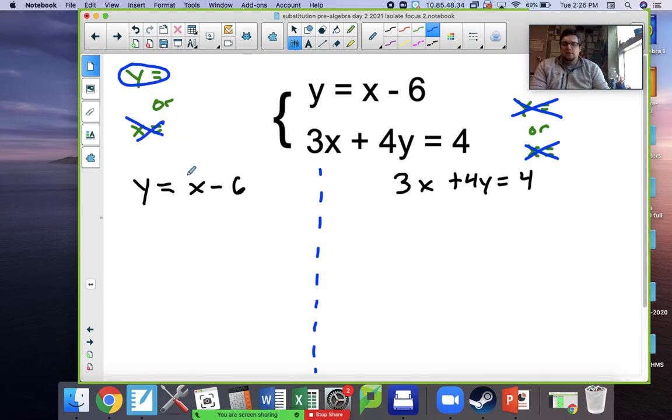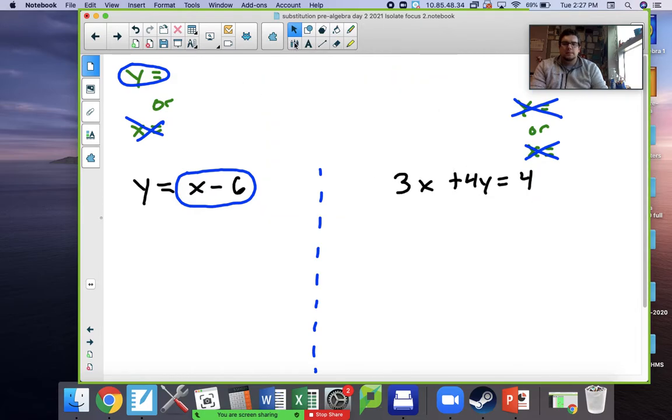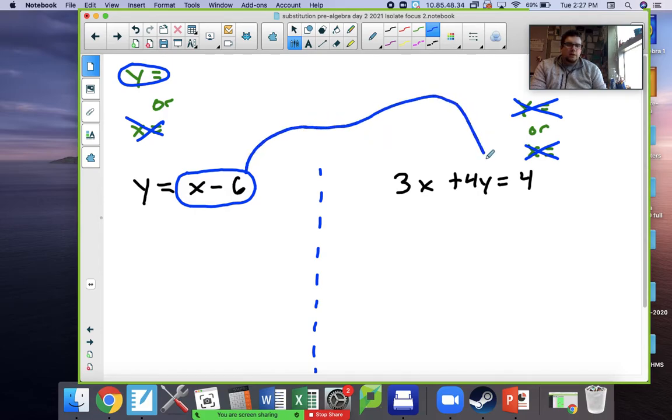Because y is equal, I can take all of the stuff that my y is actually equal to. I'm just going to get rid of this because I don't need it. It's just taking up space. And I'm going to replace the y in my other equation with everything that I have circled. So the organization piece of this ends up looking like this.